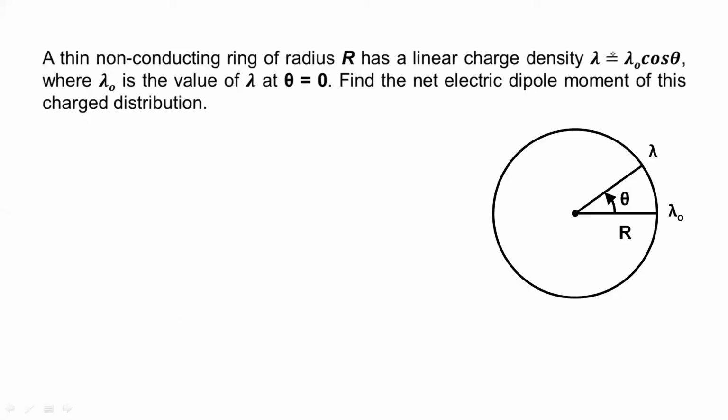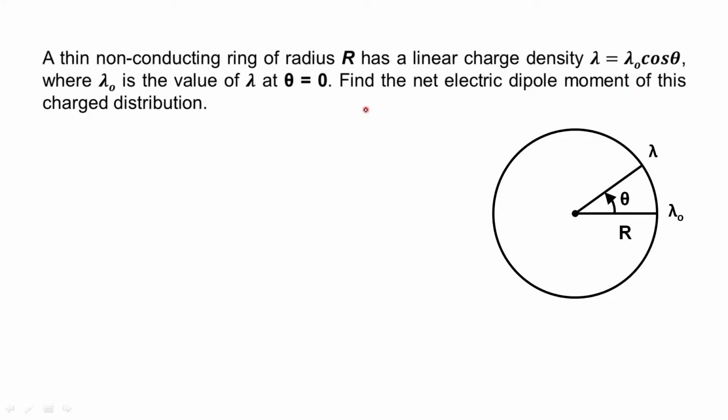Okay, here we have a non-uniformly charged ring. A thin non-conducting ring of radius r has a linear charge density lambda, which is equal to lambda naught cos theta, where lambda naught is the value of lambda at theta equal to 0. So here we have a lambda naught charge density, while as you move up, lambda changes with this function. Lambda is equal to lambda naught cos theta. Now find the electric dipole moment of this charge distribution.